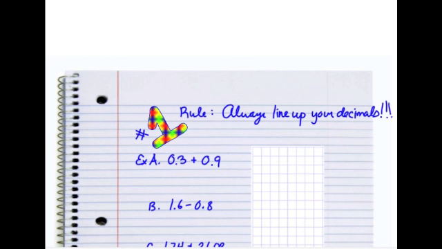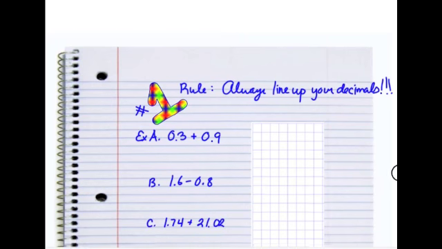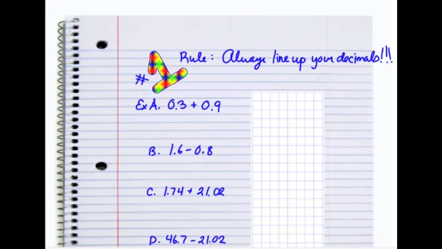Some people like to do addition and subtraction in their heads, and when they think about it, they always think about it in a horizontal fashion. But when we are adding and subtracting decimals, you absolutely need to do them vertically so that you can line up your decimal points. Okay?